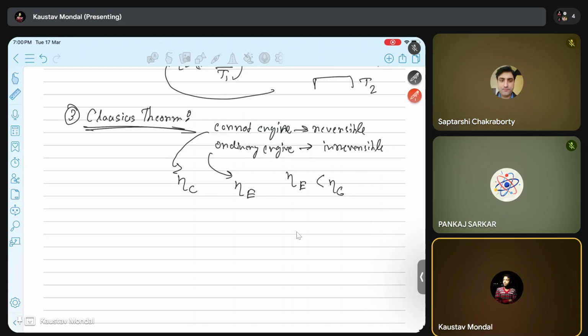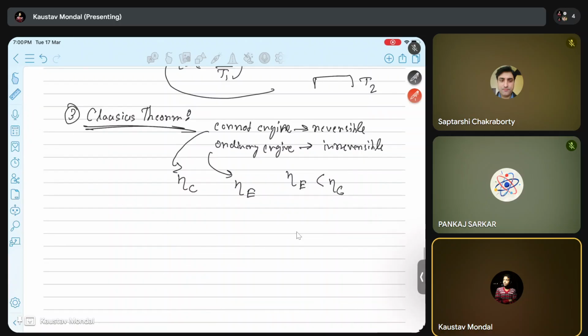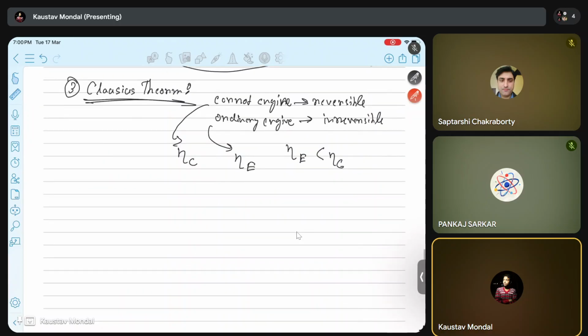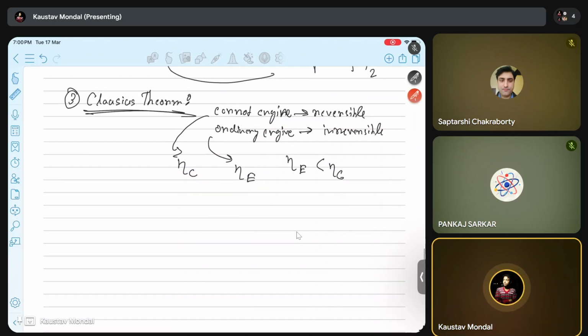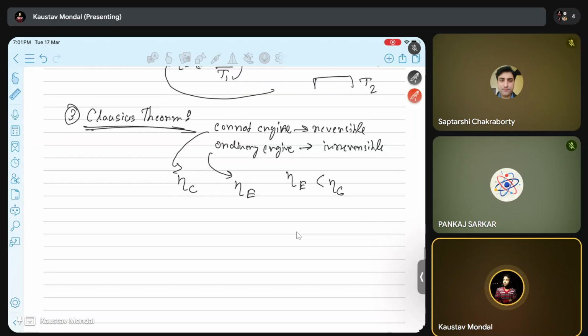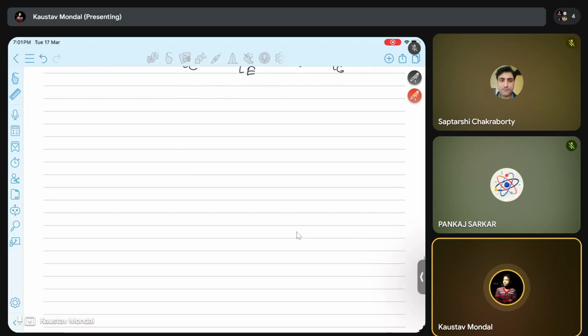Now we'll discuss the Clausius relation for the irreversible cycle. This is also a very important concept.